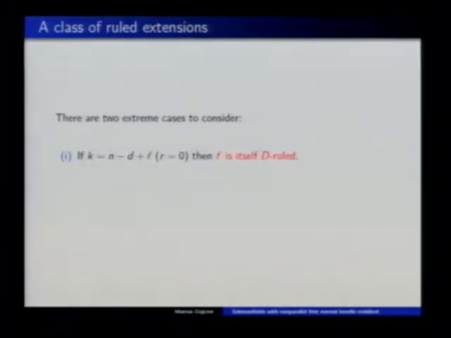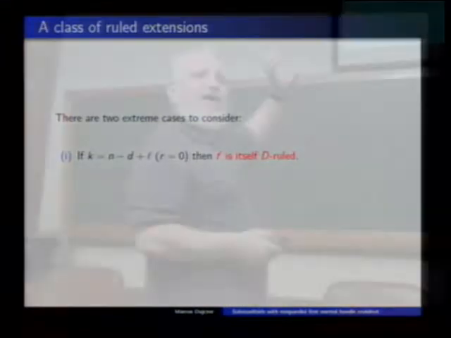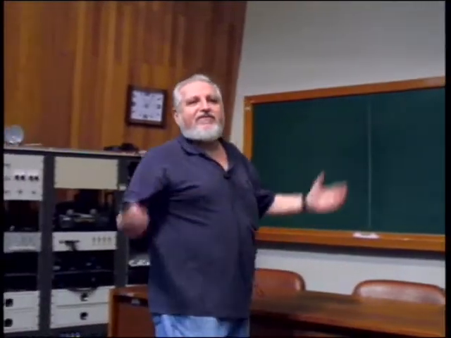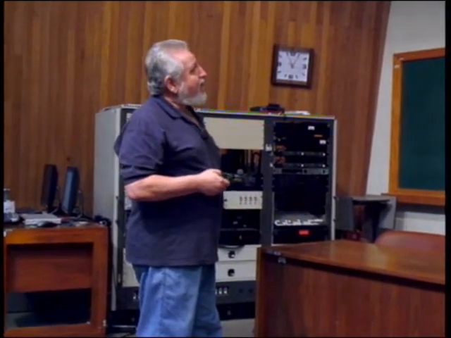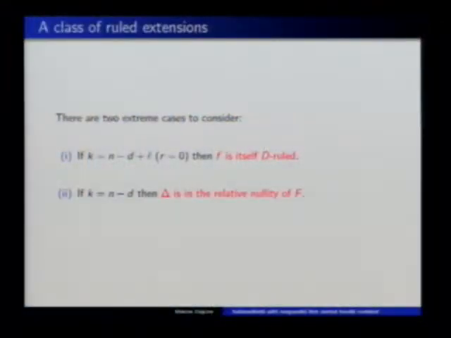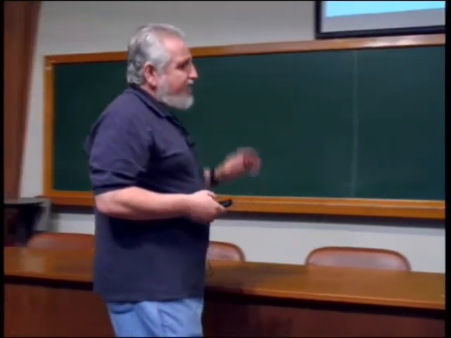Well, one is that you started with a submanifold that already was ruled, having all these properties, so the extension is trivial. You get the original submanifold. And the other situation is, in fact, when delta is the relative nullity foliation of F. The relative nullity foliation is just the integral leaves of the kernel of the second fundamental form.